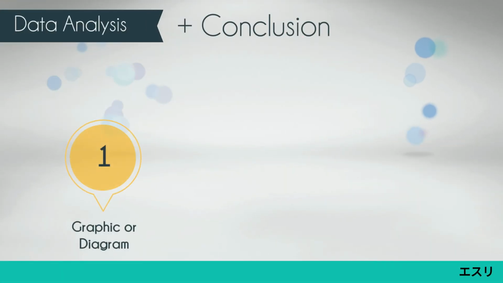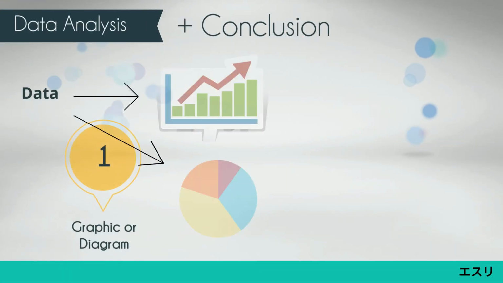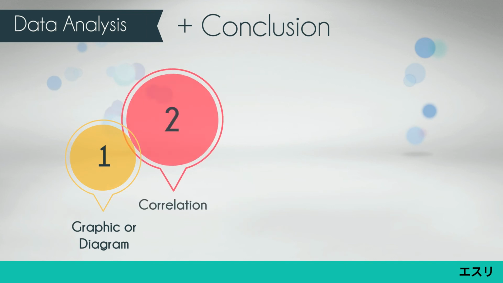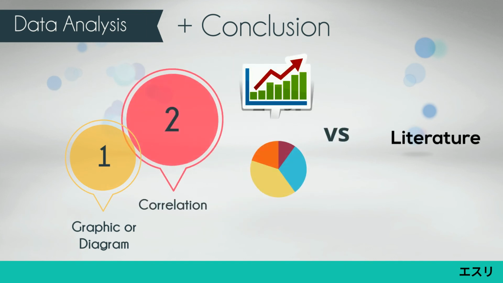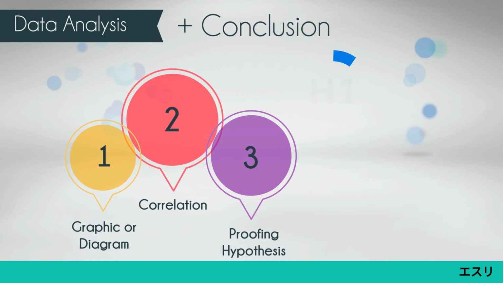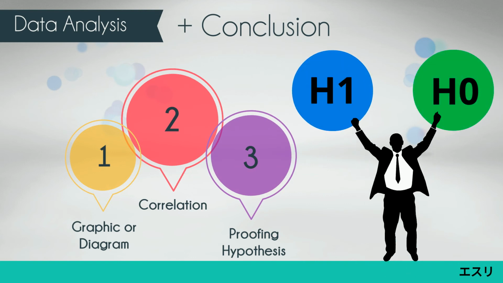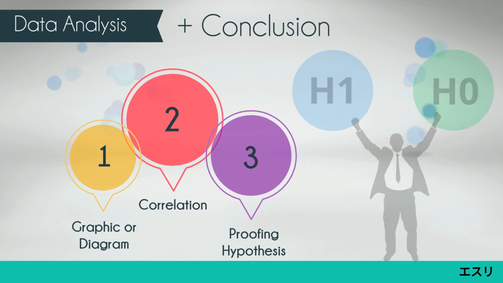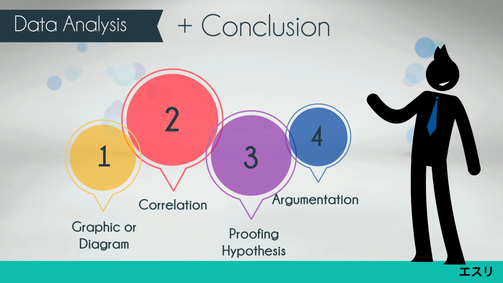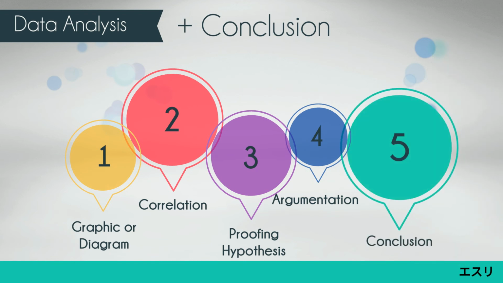After converting your data into graphic or diagram, you can determine correlation between trend and literature. Then you can prove which hypothesis with strong evidence, write your scientific argumentation for struggling your hypothesis, and the last one is draw conclusion based on evidence.